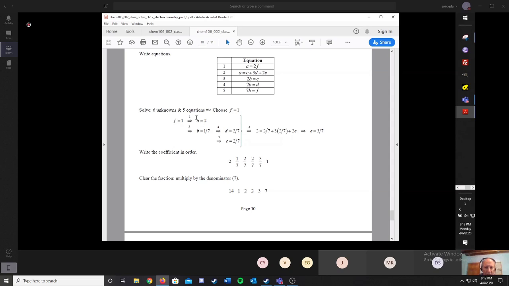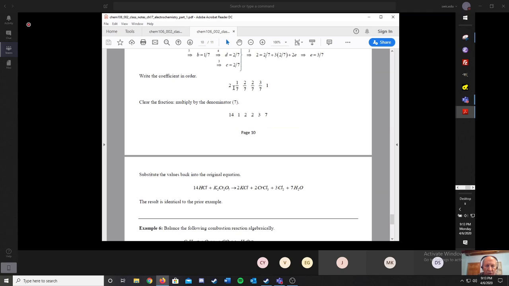So now we have values for A, C, D, F, and B. So we have 5 of the 6 already. And now if we use the second reaction, plug everything in, we get E is 3/7. So then we write all the coefficients in order, A, B, C, D, E, F, clear the fractions by multiplying through by 7, and we get coefficients of 14, 1, 2, 2, 3, 7. And that matches the first example.